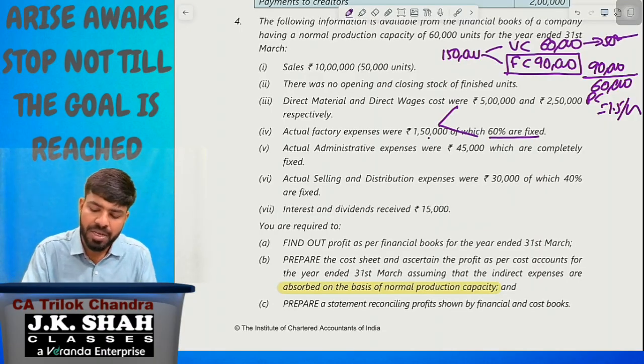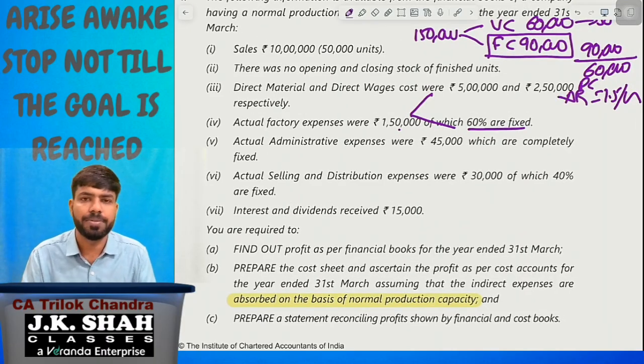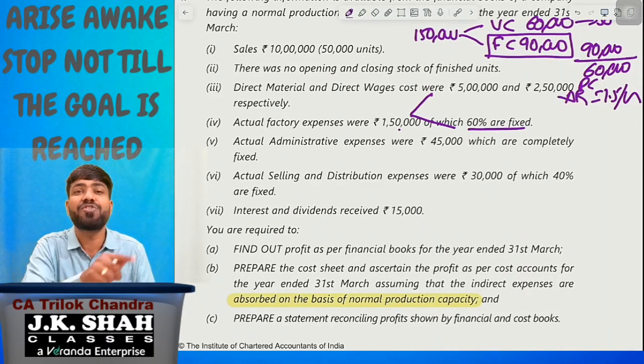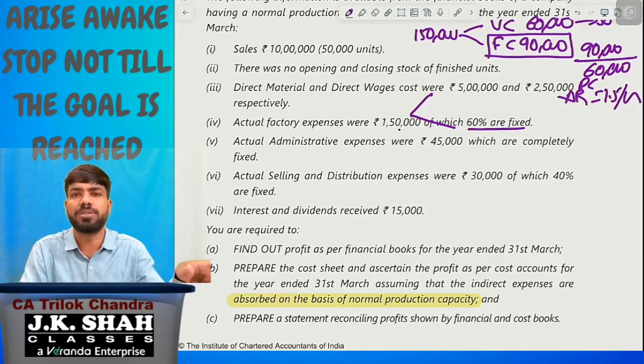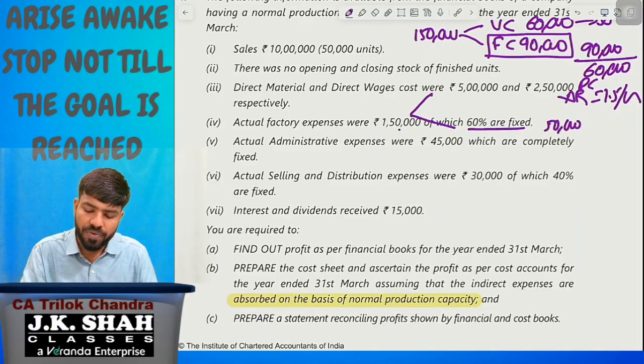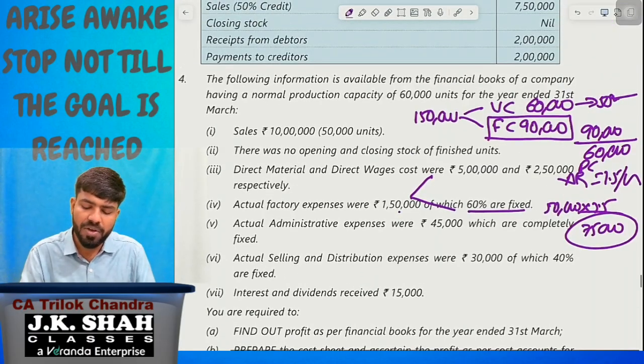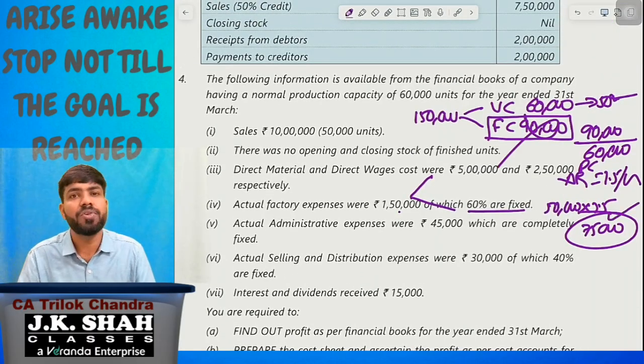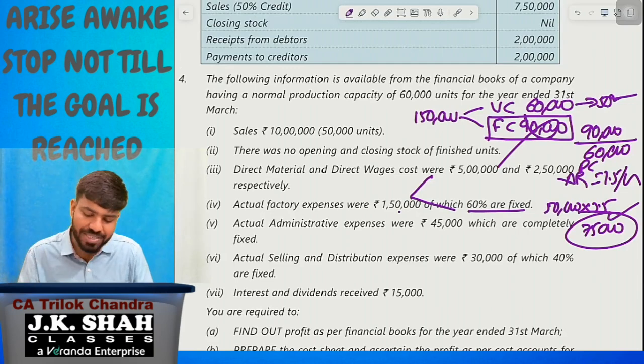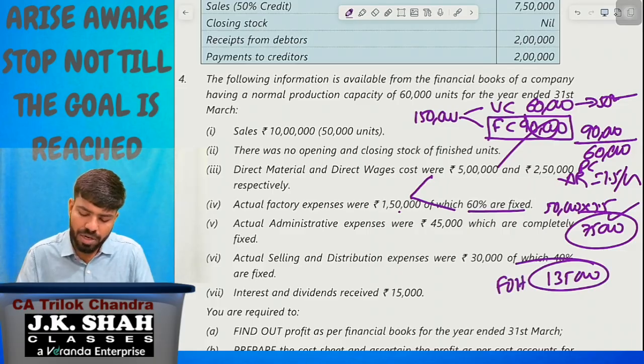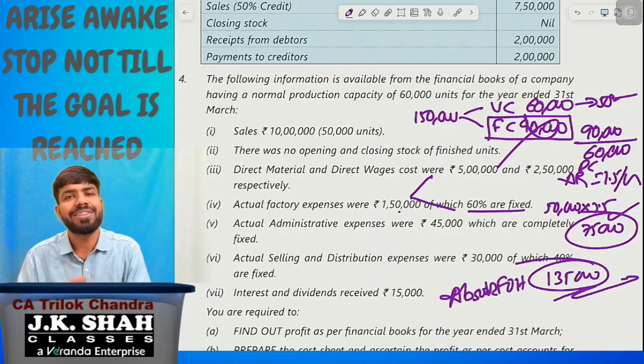Now the point is here. This 1.5 is the absorption rate. Absorption rate into actual base quantity. What is the actual base quantity? Actual units. What is the actual units? 50,000. 50,000 into 1.5, which comes to 75,000. So instead of accounting 90,000, we are going to account 75,000. 75,000 fixed, 60,000 variable. Together comes to 1,35,000, which is the absorbed factory overhead.